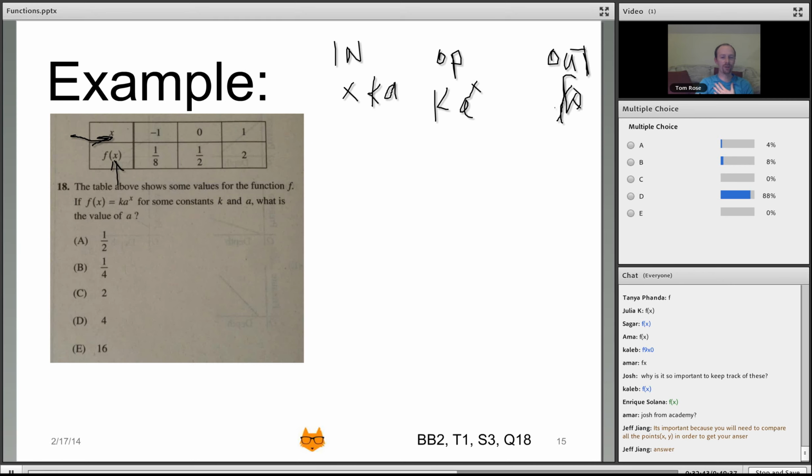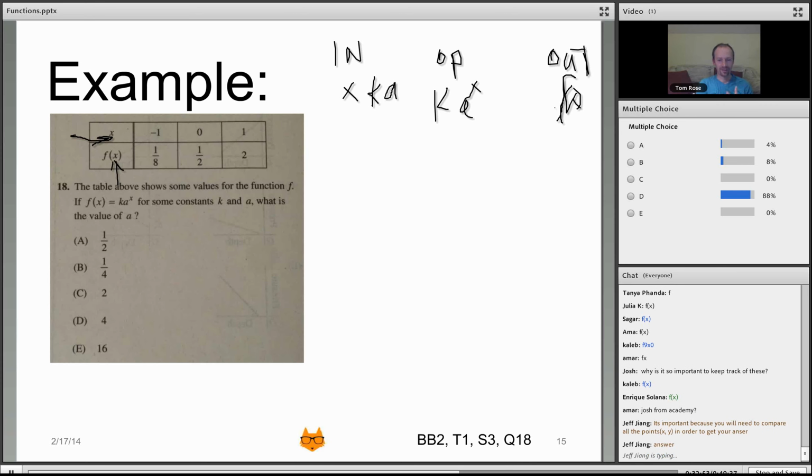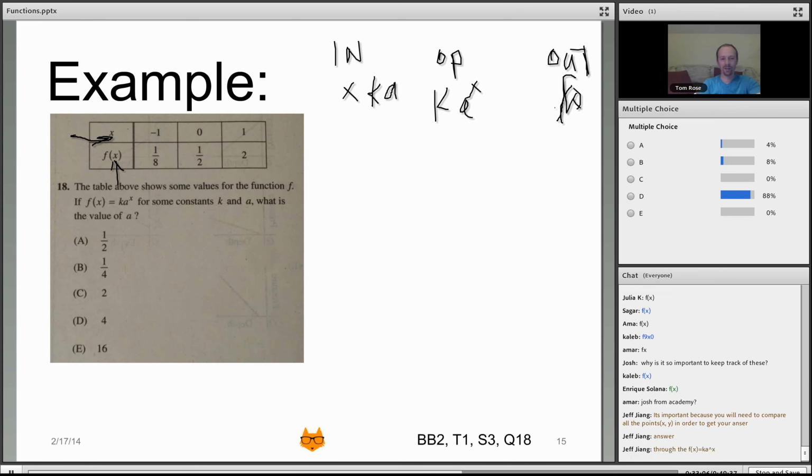What's unique here is that you're given values for the inputs and the outputs, and what you're asked to figure out is actually the operation. The unknown is the operation, which is so difficult to come up with. So rather than trying to solve this using algebra, why don't you just pick a number, plug in, and see what happens? So let's just try one. Let's try answer choice C, which is a value of 2.